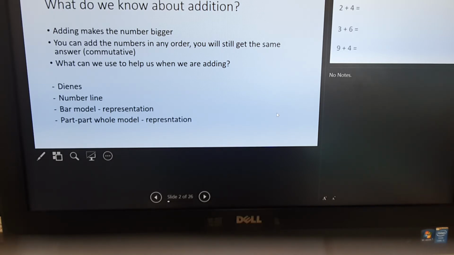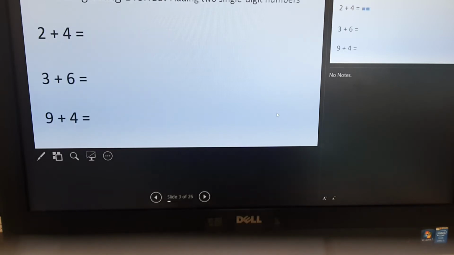What can we use to help us when we're adding? We know that we can use the Deans as a practical way of working out addition, a number line that we can draw ourselves or use one that we already have, the bar model as a representation to show the addition we've done, and the part-whole model also as a representation.